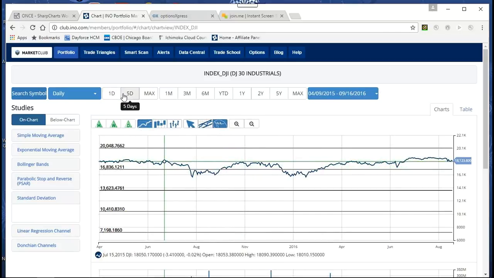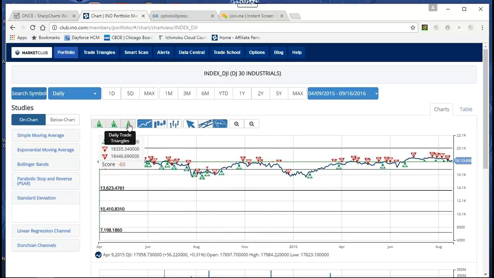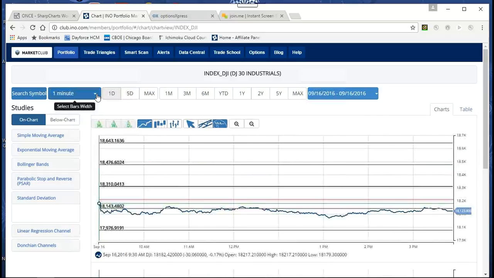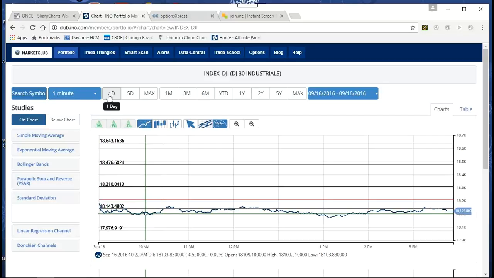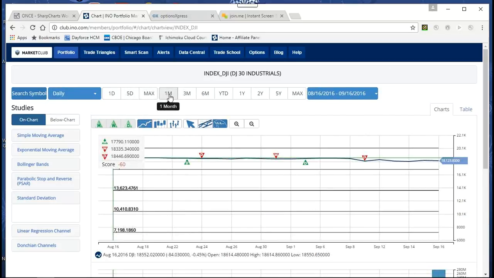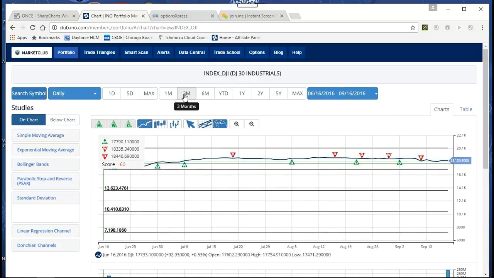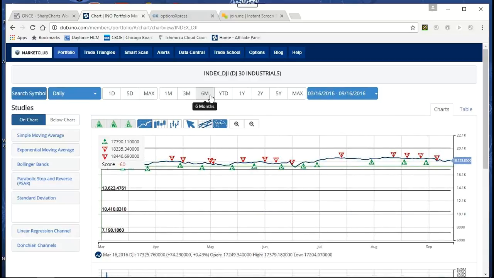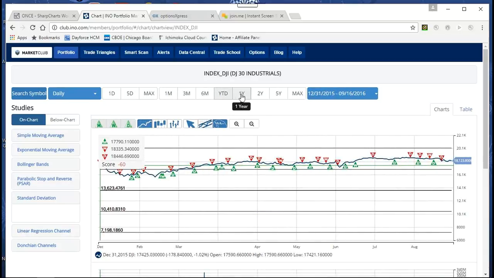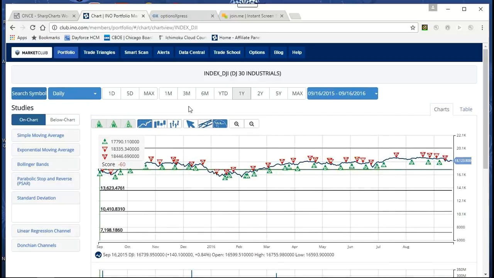And so you can actually change this time frame. Right now it's on a daily. The daily one is the one where the trade triangles will show up. If you try to use the trade triangles on any other one, it normally doesn't show up. Like in the minute chart, you're not going to get the trade triangles in there. You got to be on a daily in order to get the trade triangles to pop up. You can look at a month chart, 3-month chart, 6-month chart, year-to-date chart, 1-year chart, and all these are on the daily.